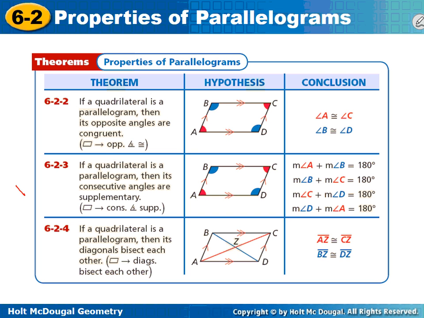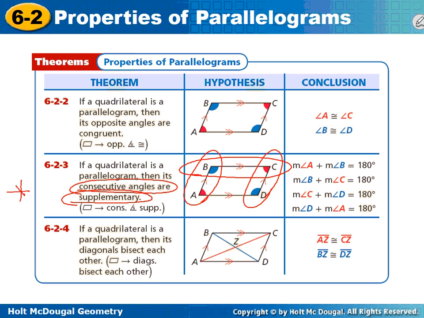See if this works. Right here, consecutive angles will be supplementary. A and B will be supplementary. C and D will be supplementary. B and C will be supplementary. A and D will be supplementary because both pairs of opposite sides are parallel.